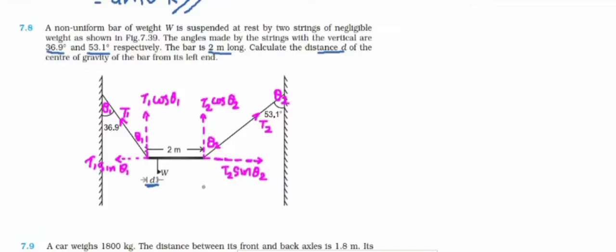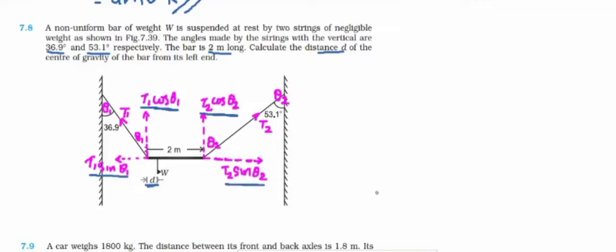Now look at the diagram. The bar is suspended by two strings, and tension is acting in the strings. In the left one we can take T1, and in the right string T2. Now tension T1 we can resolve into perpendicular components, T1 cos theta 1 and T1 sin theta 1. And tension T2 is also resolved into perpendicular components, T2 cos theta 2 and T2 sin theta 2. So this is the condition.